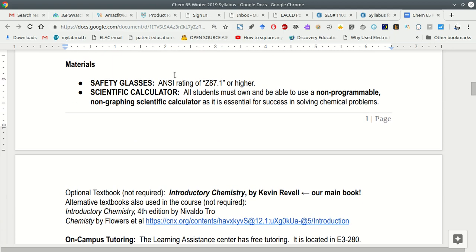You need safety glasses for this course. I will bring safety glasses for you, and you can use mine. I really recommend that you get your own, though, if you're going to take other chemistry courses or any science courses in college. You're going to need safety glasses. You need a scientific calculator for this course. When you take exams, you're not allowed to use your phone, and you're not allowed to use a graphing calculator. You must have an ordinary scientific calculator.